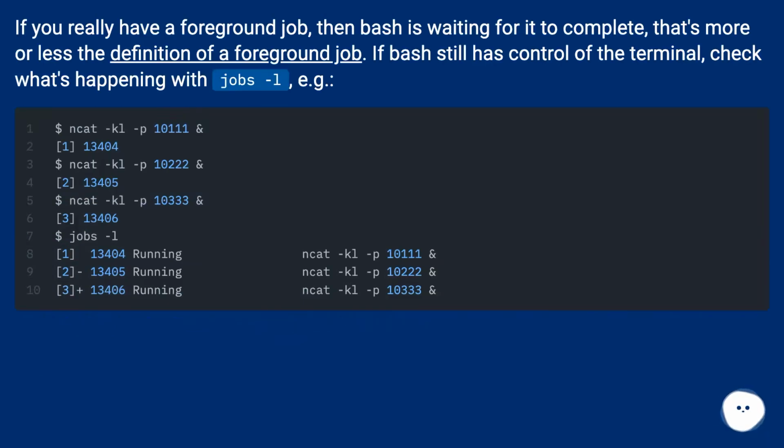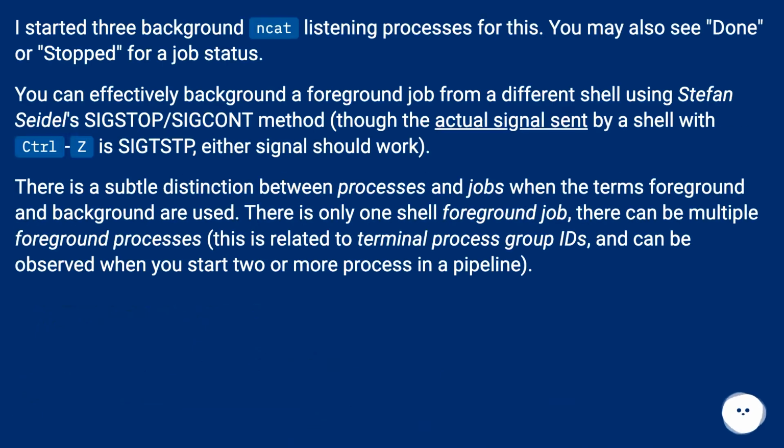If you really have a foreground job, then bash is waiting for it to complete. That's more or less the definition of a foreground job. If bash still has control of the terminal, check what's happening with jobs -l, e.g. I started 3 background ncat listening processes for this. You may also see done or stopped for a job status.